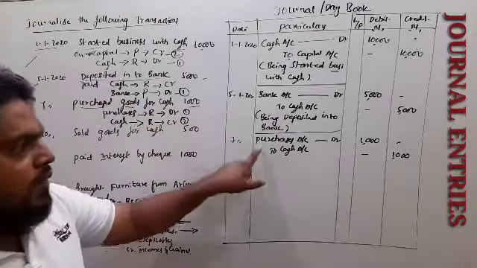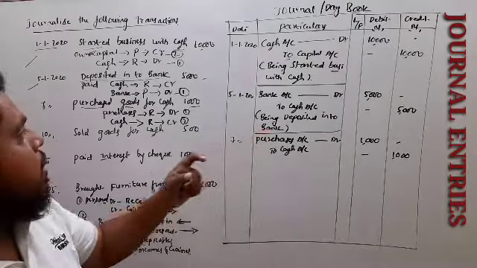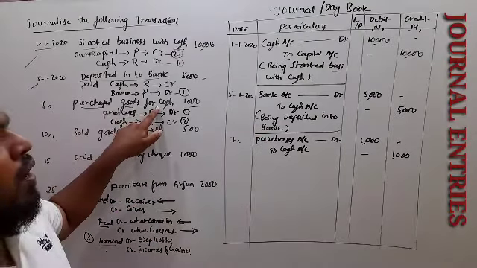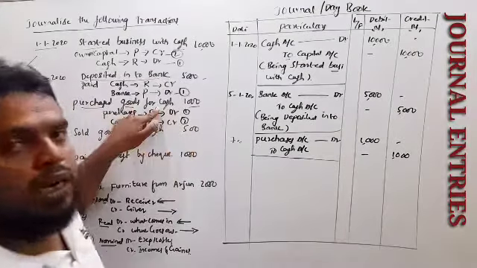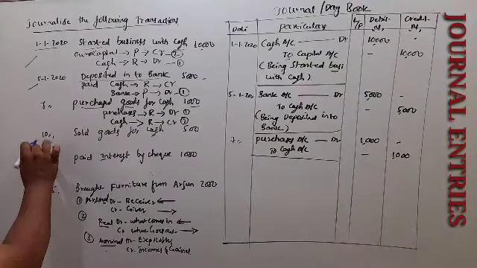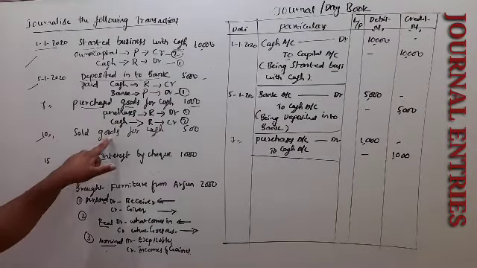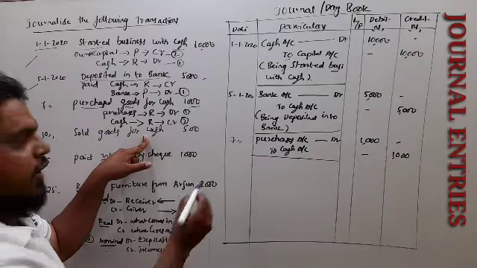So this is called an entry. Narration: being purchased goods for cash. After writing the narration, leave one line. Next, on 10th, sold goods for cash, supplied goods for cash.